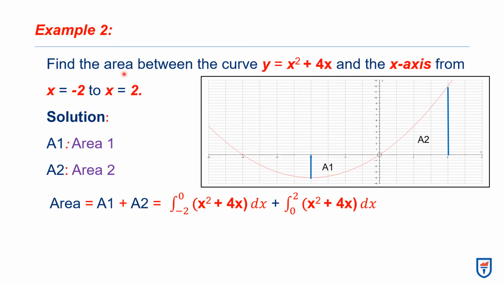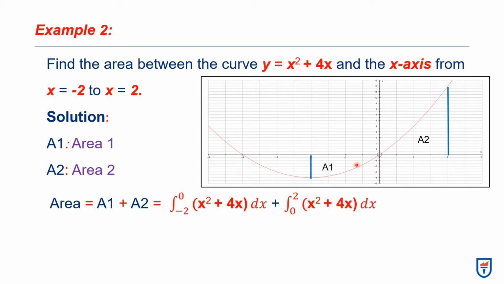Our second example for finding the area of a graph using the definite integral: find the area between the curve y equals x squared plus 4x and the x-axis from x equals minus 2 to x equals 2. When we draw the graph of y equals x squared plus 4x, you are going to see that our graph cuts the x-axis at minus 4 and at x equals 0. The area that we need below the x-axis is from x equals minus 2 to x equals 0. And then we have another area above the x-axis, from x equals 0 up to x equals 2.